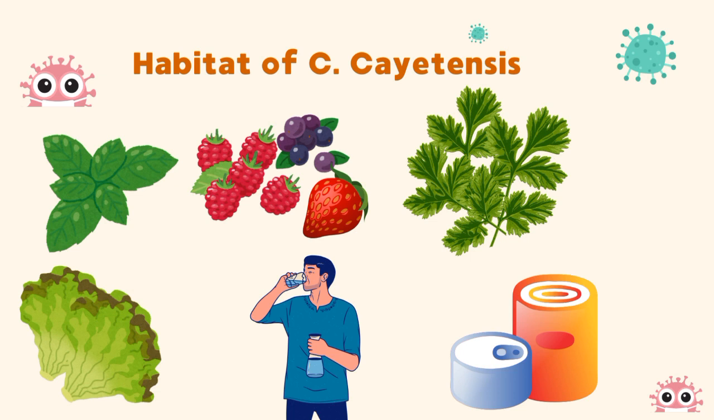Foodborne outbreaks have been linked to various types of fresh produce, including raspberries, basil, cilantro, snow peas, mesclun, romaine lettuce, and contaminated water. No commercially frozen or canned goods have been connected to Cyclospora infections.